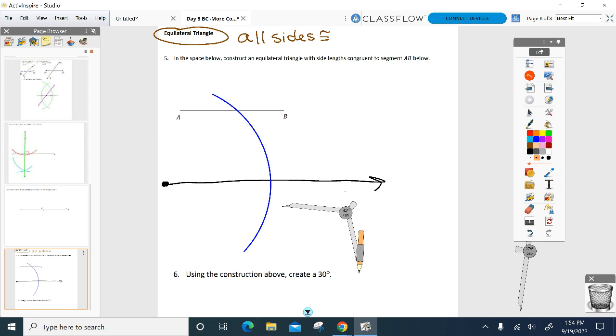Put your compass point on where your arc intersected. Hopefully your opening is still to AB. If it's not, remeasure AB. Your compass better be opened up to the length of AB. Put your compass point there. Everyone ready? See side 2? Side 1, side 2, when I get these two to intersect each other. So I put my compass point right here where it intersected, and I made it intersect the first arc.